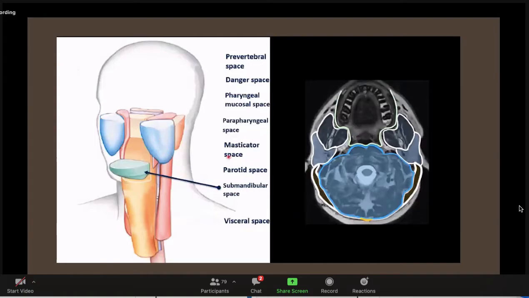Another two spaces we see here are the masticator and the parotid spaces, which are defined by the superficial layer of the deep cervical fascia. Another interfacial space that we will be discussing is the submandibular space here, which is below the mandible.